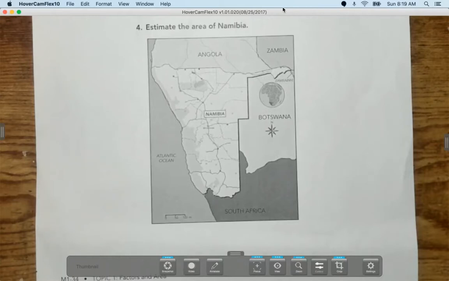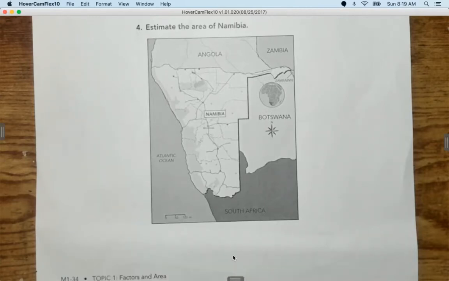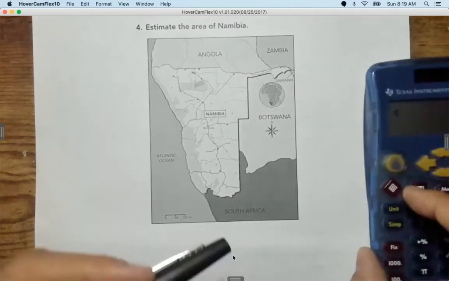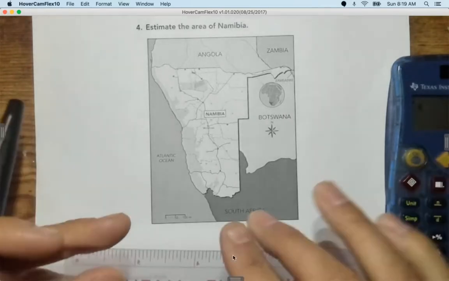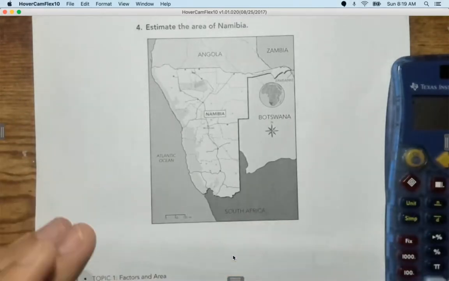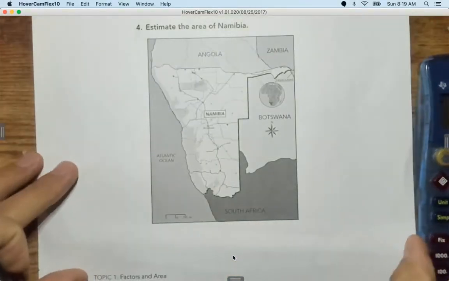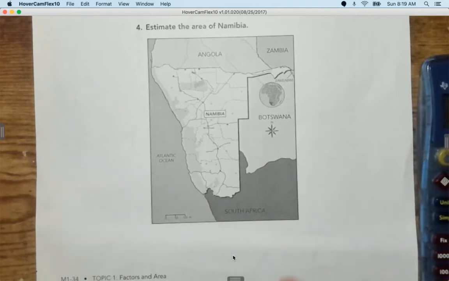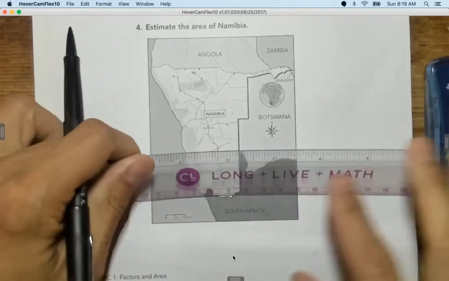All right, so now we're going to try to estimate the area of Namibia. I always have trouble saying this one. So we're in Africa, and kind of the same as before. I'm going to do this a little bit differently. So as I work on math, I'm going to get better if I keep on working and keep on thinking.